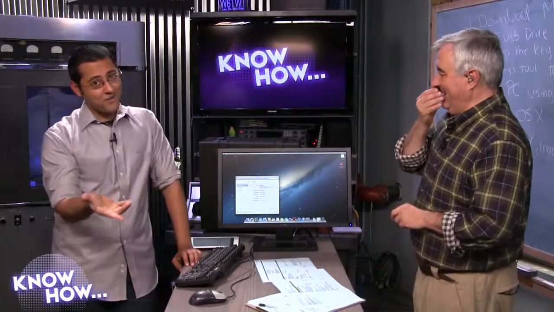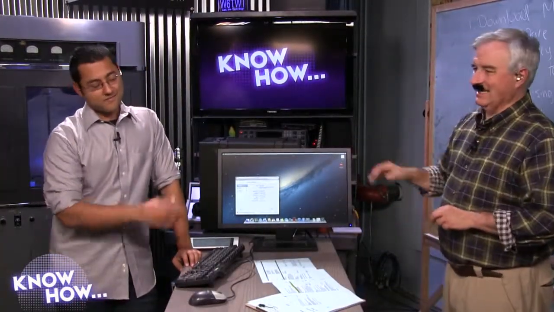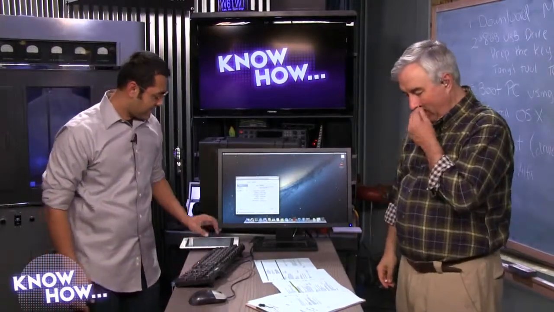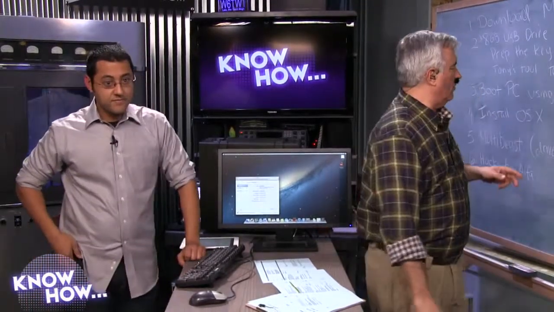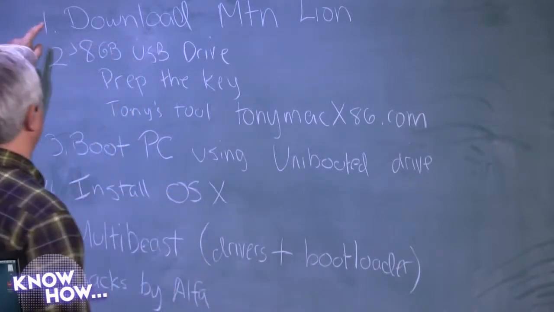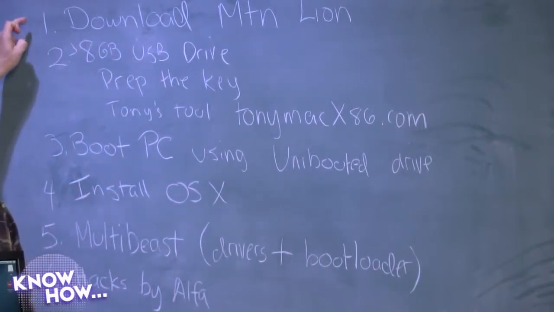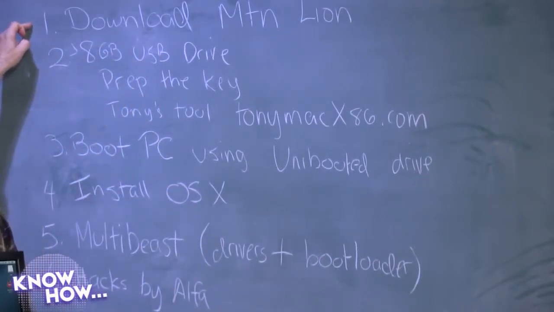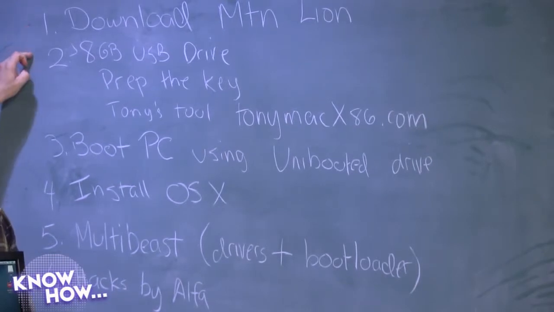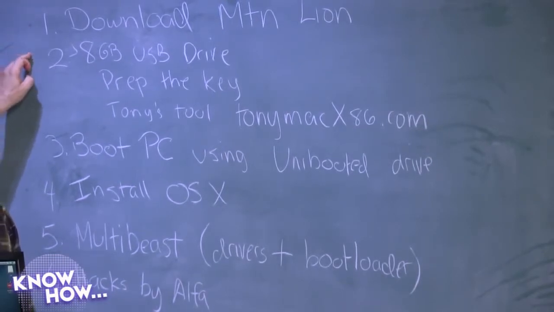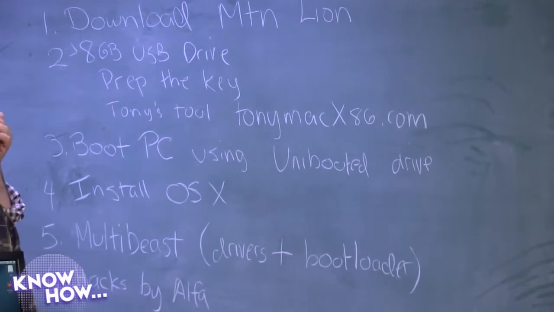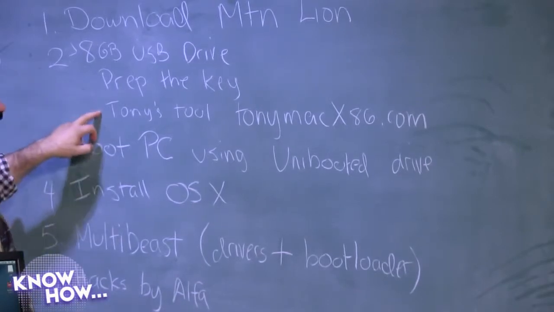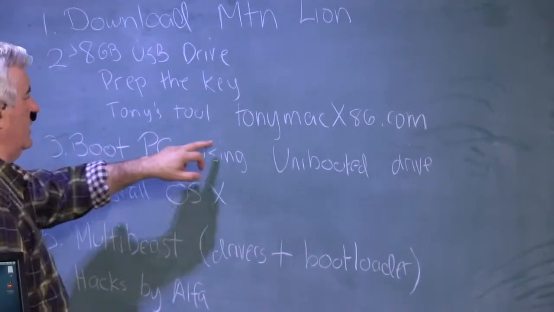It's done. It works. It runs. It's a Hackintosh, baby. Well done. You have all the details here. We'll run through it real quickly. Of course, the first thing you're going to do is get a friend or get a Mac and download Mountain Lion from the Apple Store. You then have to convert it to a bootable USB drive. Yes, it'll work with DVD, but it's a lot easier with USB.